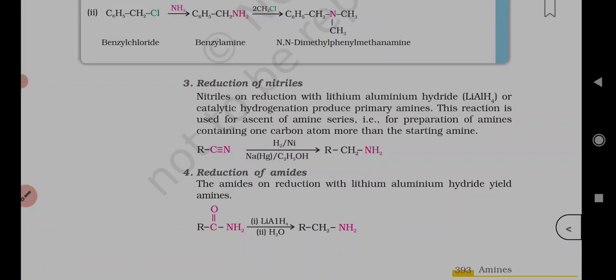Tertiary amines do not have intermolecular association due to the absence of a hydrogen atom available for hydrogen bond formation. So no intermolecular hydrogen bonding. Therefore the order of boiling points of isomeric amines is: primary amine has higher boiling point than secondary, than tertiary. Intermolecular hydrogen bonding in primary amines is shown, where both hydrogens are involved.